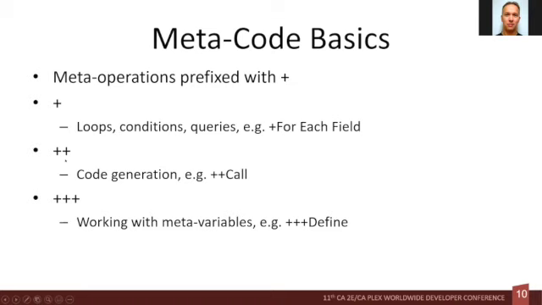Then you have plus plus, and anywhere you see a plus plus, the metacode will generate code. So it'll generate Java or RPG, depending on what you're actually generating. So if you have a plus plus call statement, then it will generate a call statement at that point. And then you would have a meta variable with the function that you're going to call in there. And then you have your plus plus pluses, which are anything that works with meta variables. And we'll talk about those next.